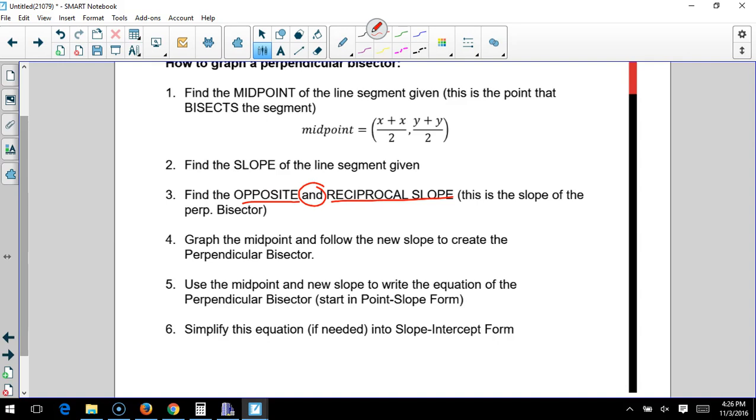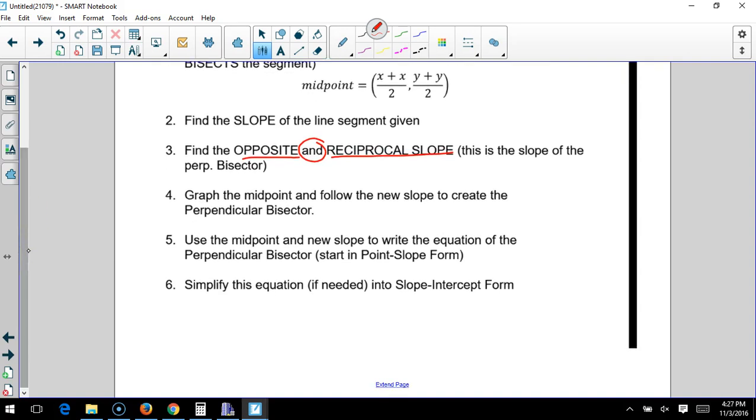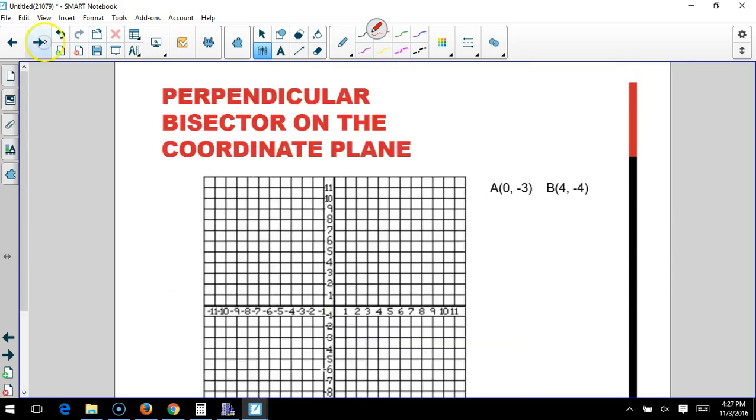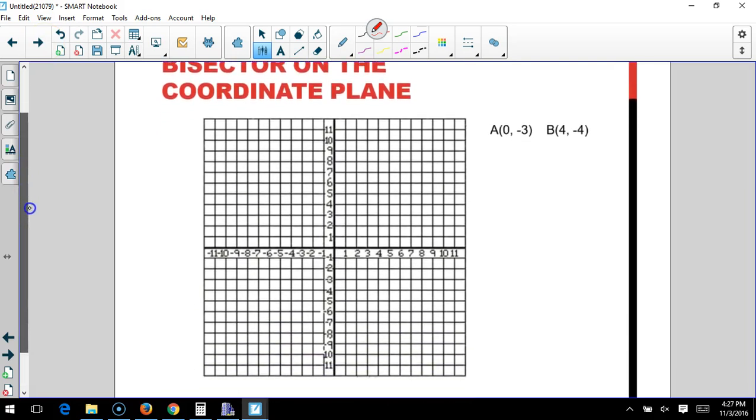We're going to graph the midpoint and follow the new slope by counting to create the perpendicular bisector. Use the midpoint and the new slope to write the equation of the line in point-slope form, and then we can go to slope-intercept form. It all makes sense when we get to it. Okay, perpendicular bisector on the coordinate plane.